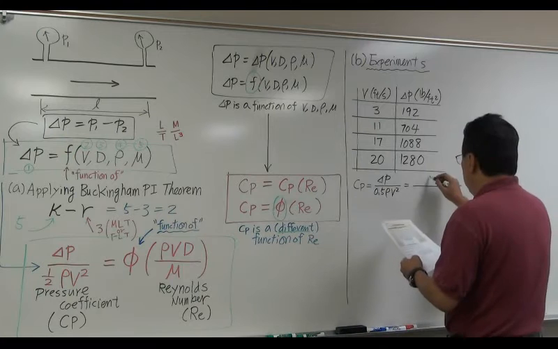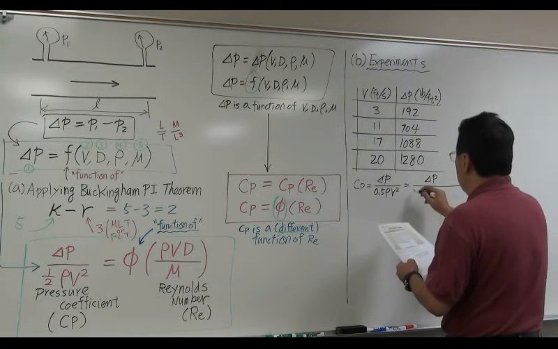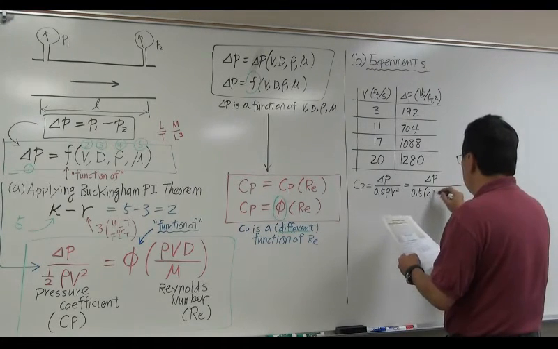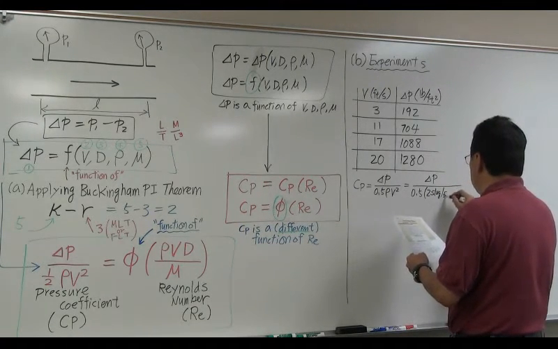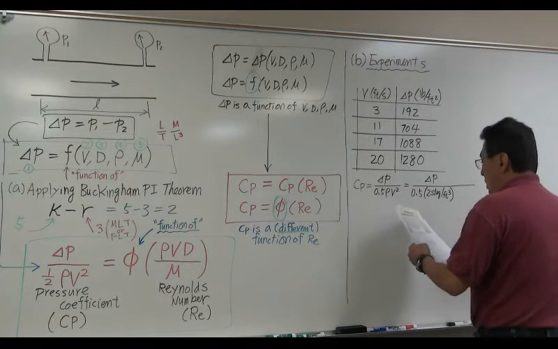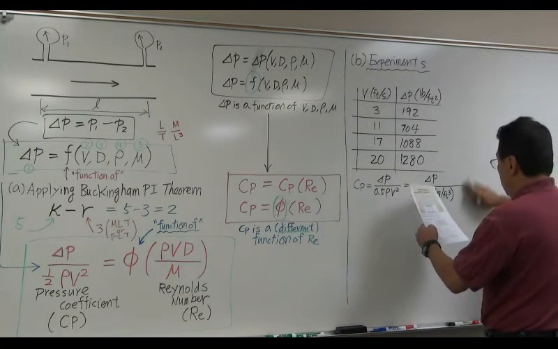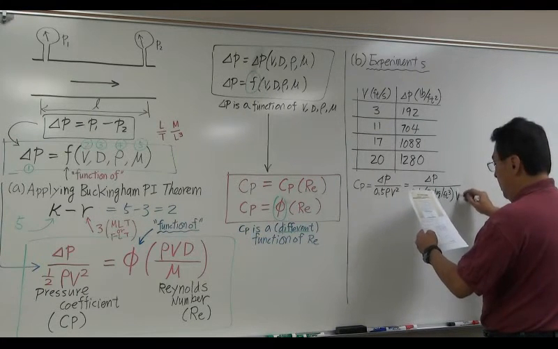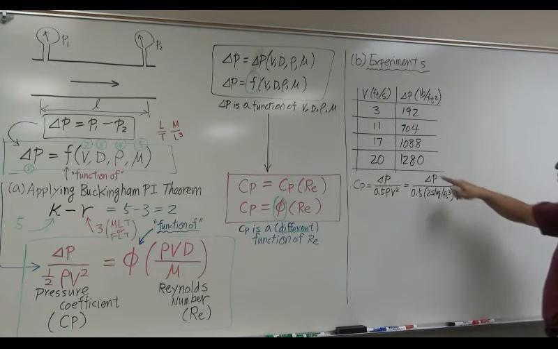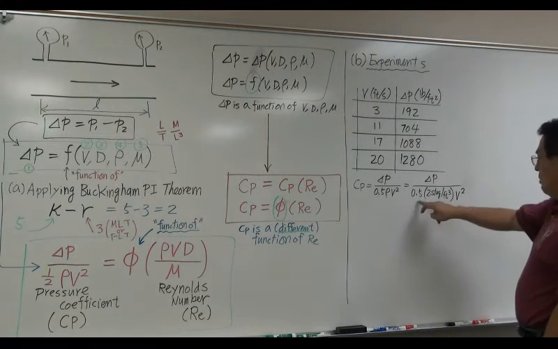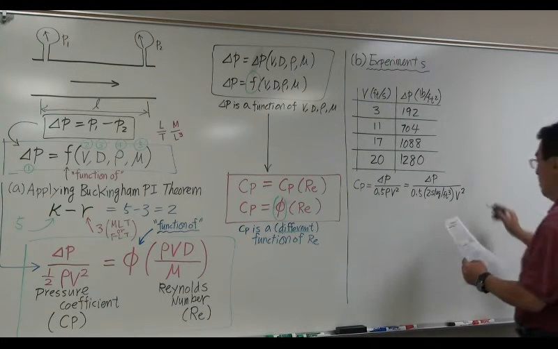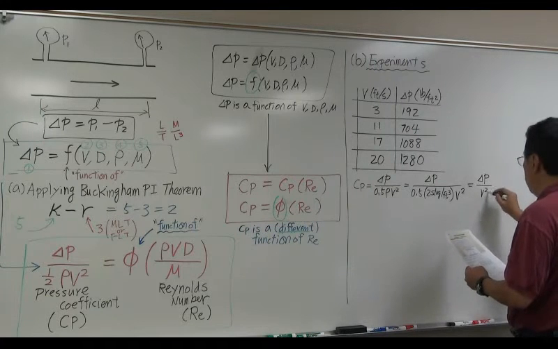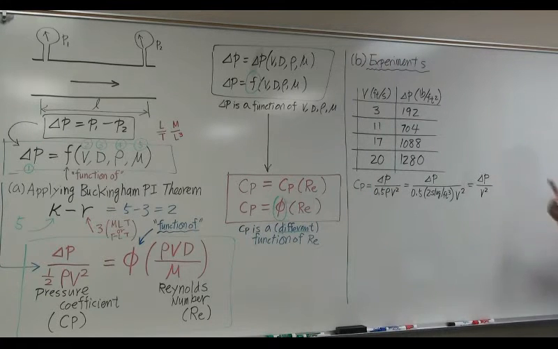So now delta P is what we measure right here, 0.5. Density was fixed. We used water, so 2 slugs per cubic foot, constant. Velocity V squared. Velocity V is also variable. It looks like 0.5 times 2 cancels out, so this is going to be delta P divided by V squared. So this is Cp.